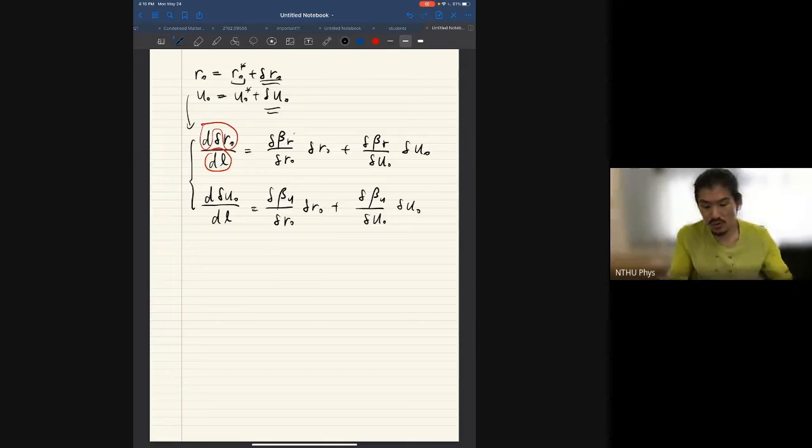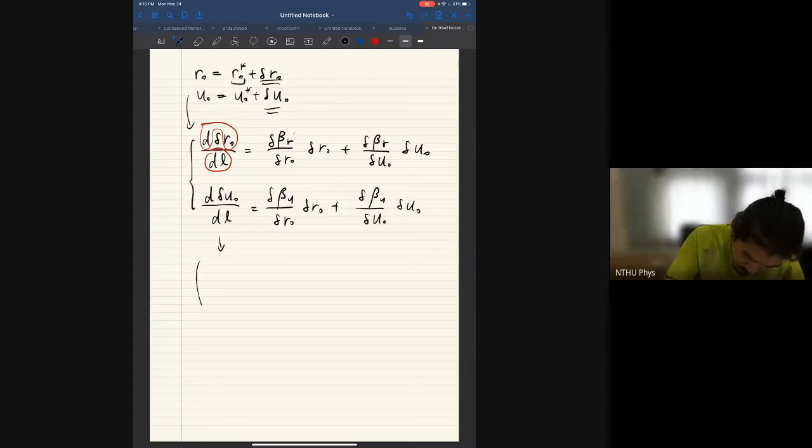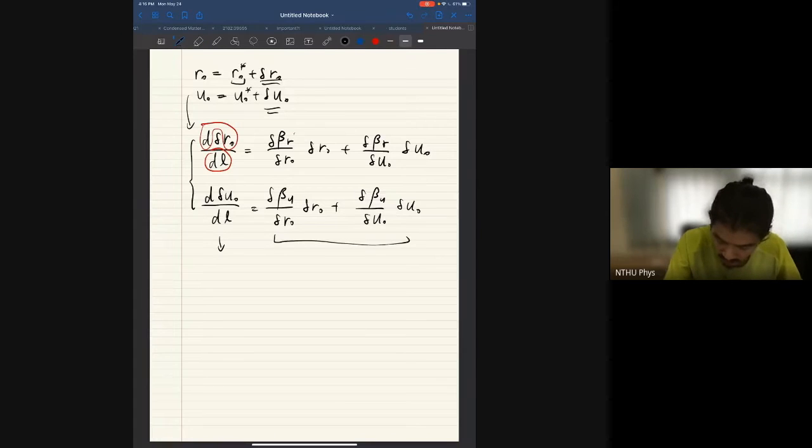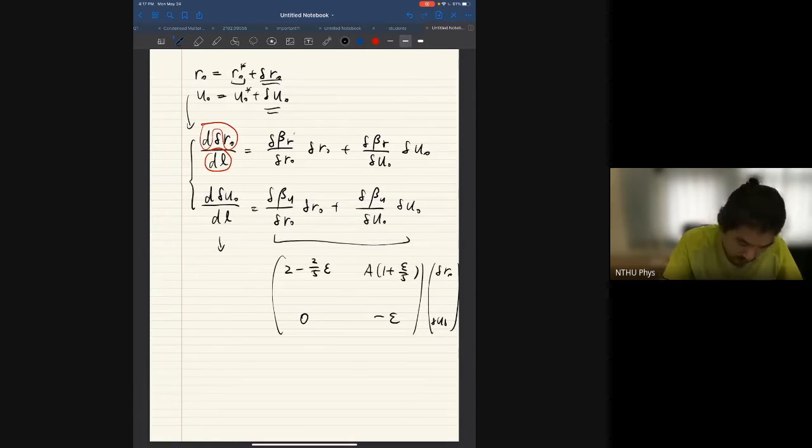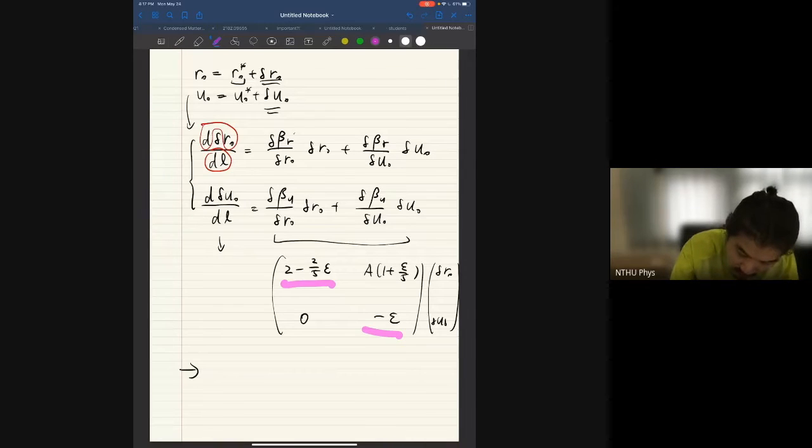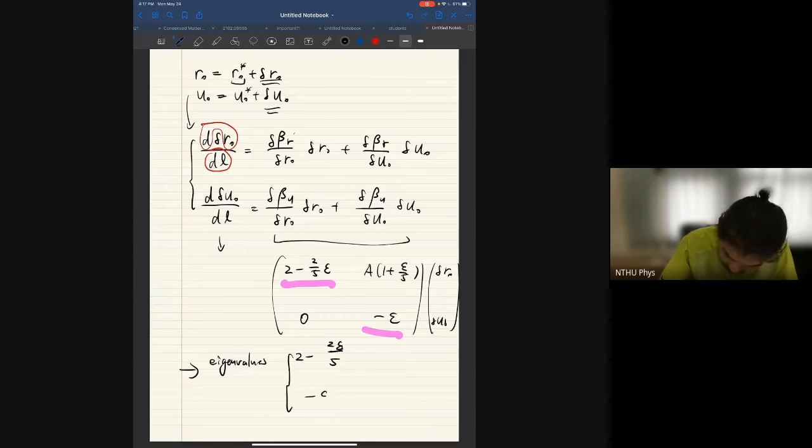Okay, so you can use this to get the flow, and you can write it in matrix form. This is nothing but the beta function, which you know is a function of R naught and U naught. So you can rewrite this as 2 minus 2 divided by 5 epsilon, for the d less than 3 case. So basically, this is what we have, acting on delta R naught, delta mu naught. Okay, so you can study this one. And then, of course, in this case, the eigenvalues are 2 minus 2 epsilon divided by 5, and then minus epsilon. And this corresponds to the eigenvector (1, 0).